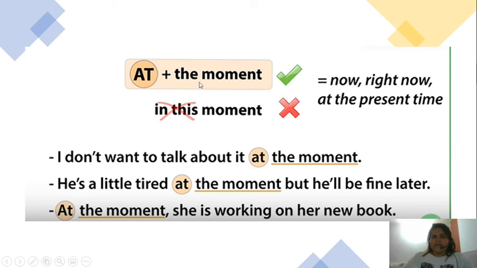Remember, we say at the moment, and in this moment is wrong. What does it mean? Now, right now, at the present time. So I don't want to talk about it at the moment. He's a little tired at the moment, but he'll be fine later. At the moment, she's working on her new book.